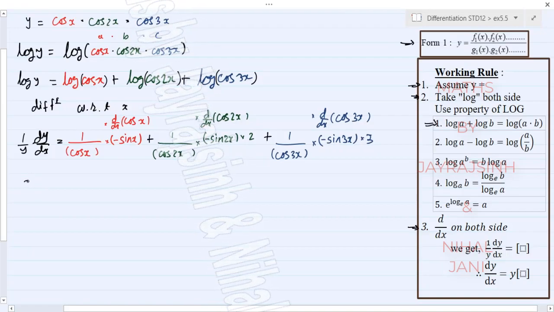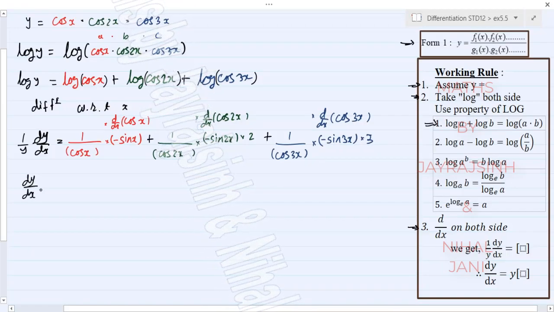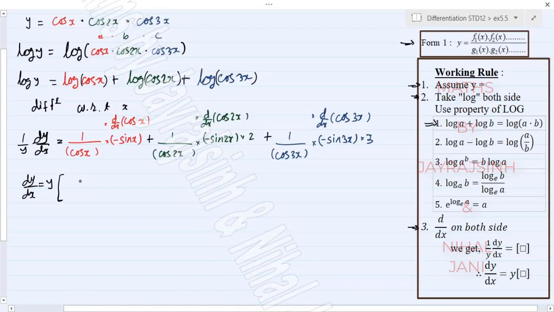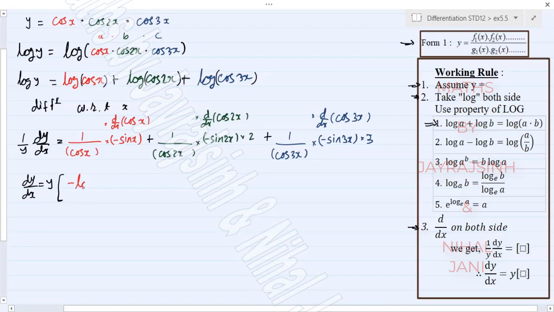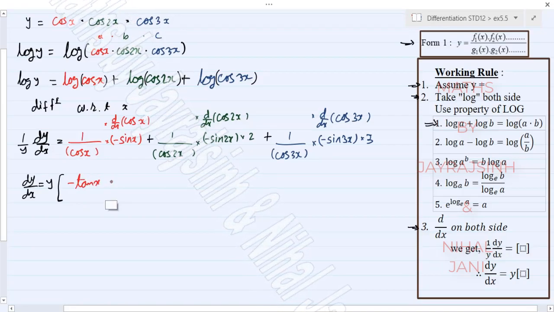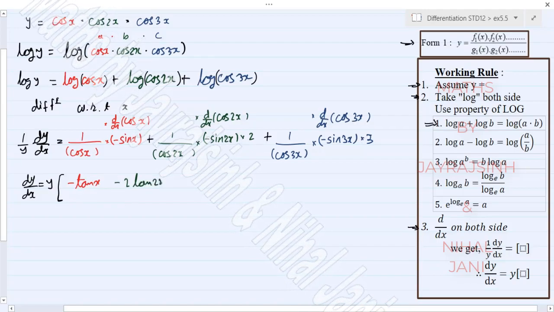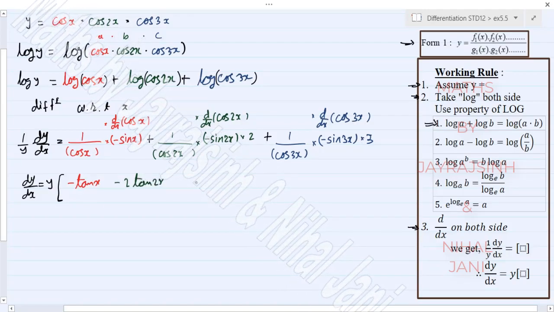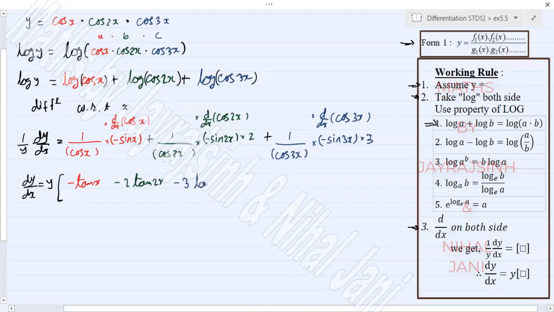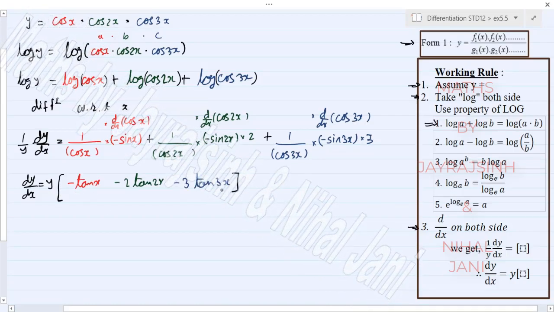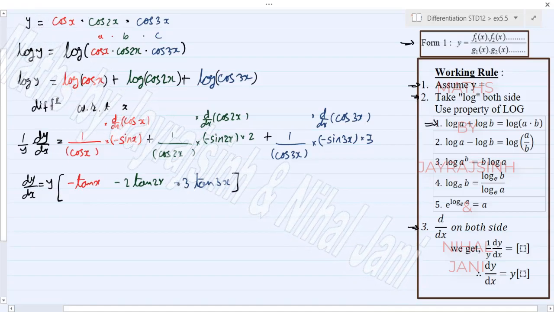Now let's make dy by dx the subject. So we can say dy by dx is equal to y into minus sin x upon cos x, which is simply minus tan x. In the second term we will get minus 2 tan 2x, and in the last term we will get minus 3 tan 3x. So tada, this is your final answer.